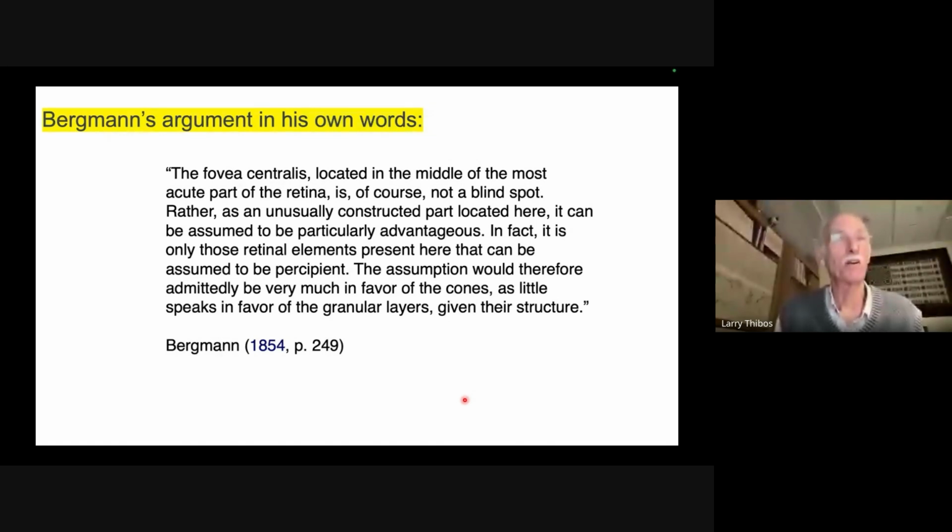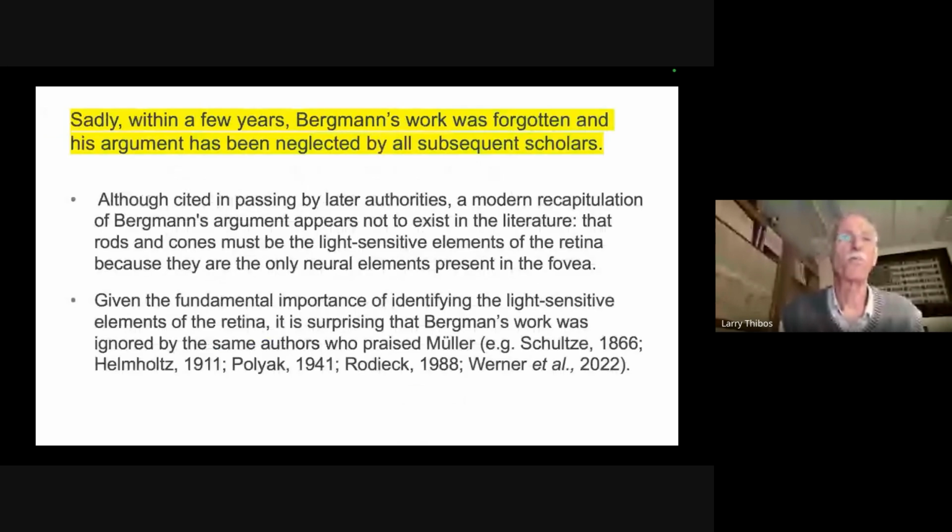So he too says, like Müller, he's not absolutely positive that it can't be the granular layers, but in the end, it's going to turn out to be an insignificant point because the granular layers actually are part of the cones. Those are the nuclei of the cone photoreceptors. So it becomes a moot point in the end.